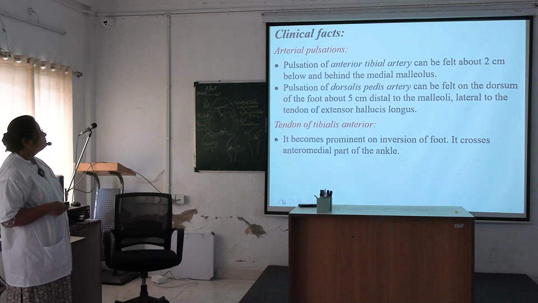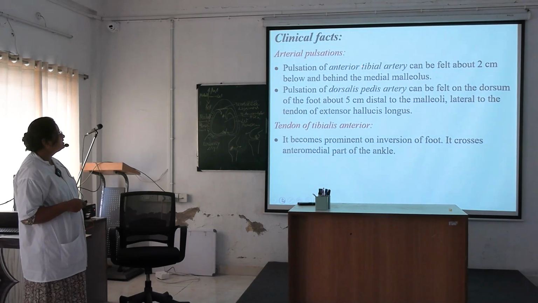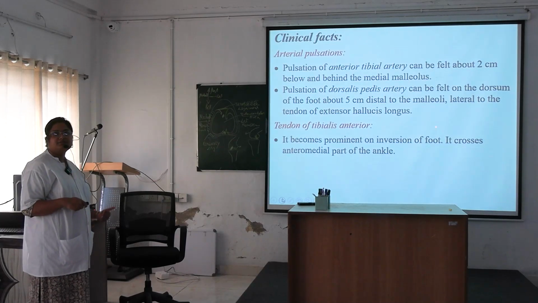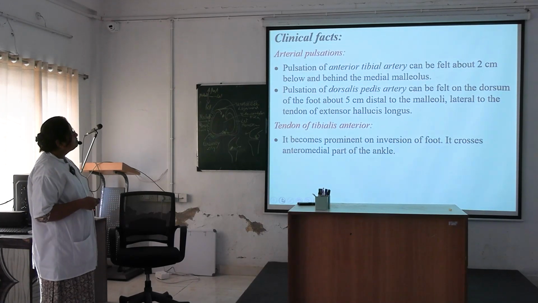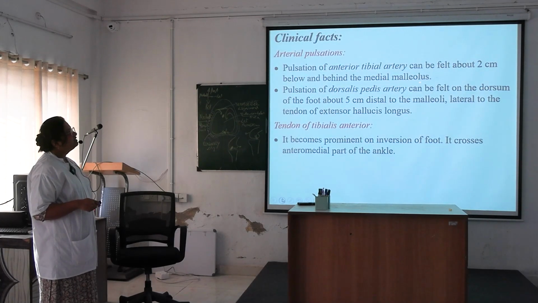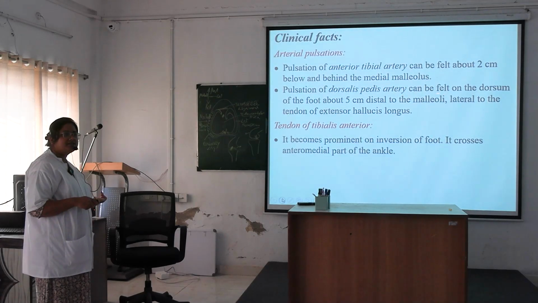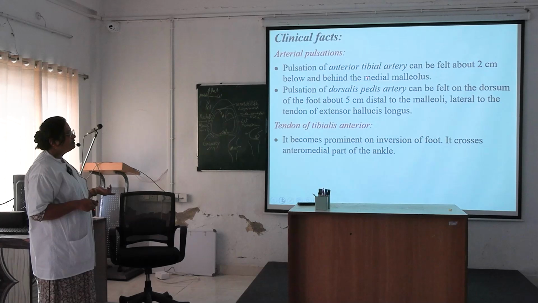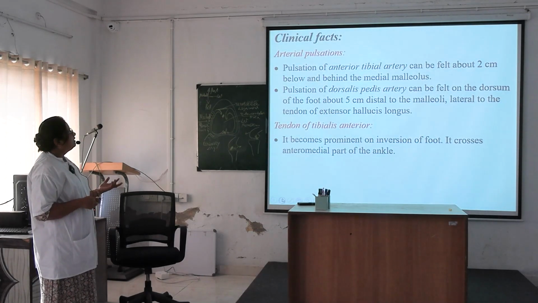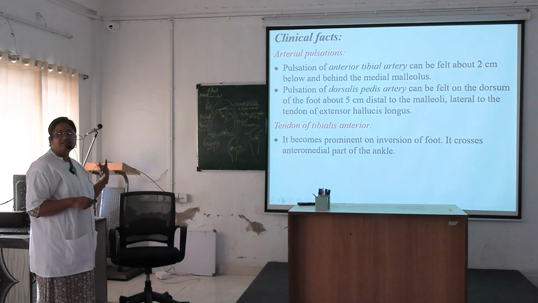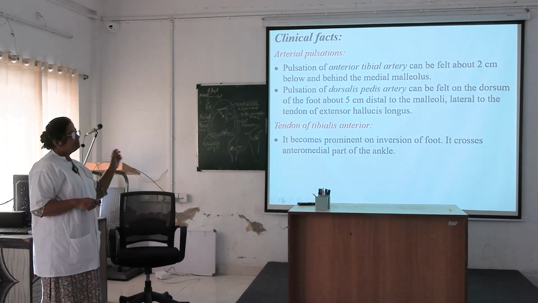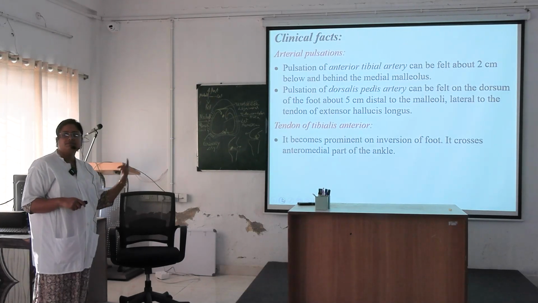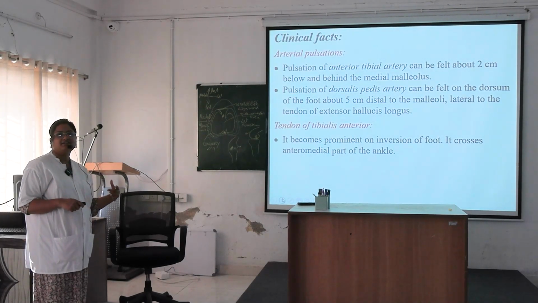Pulses, these are some clinical aspects. Arterial pulsations are felt in relation to the tendons. Pulsation of the posterior tibial artery can be felt about 2 centimeter below and behind the medial malleolus. First you have to locate the medial malleolus, then go 2 centimeter below and behind to feel this artery. These are felt while feeling the pulsations of peripheral arteries.